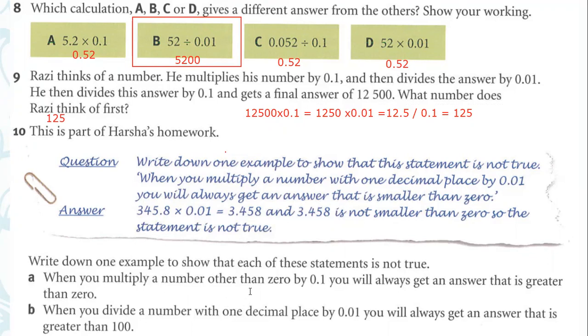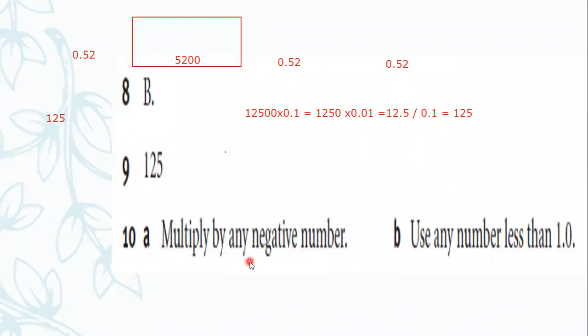When you multiply numbers other than 0 by 0.1, you will get an answer that is greater than 0. Good. Yes, true. Okay, the first one is true. The second one, let's see. When you divide a number with one decimal place by 0.1, you will always get an answer that is greater than 100. Yeah, obviously 100. Okay, so let's see. Multiply by any negative numbers. Okay, use any number that is less than 100.